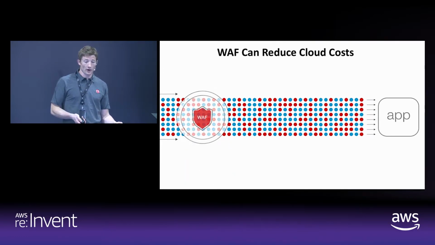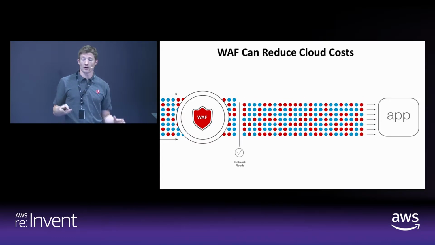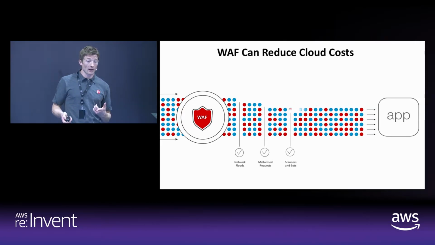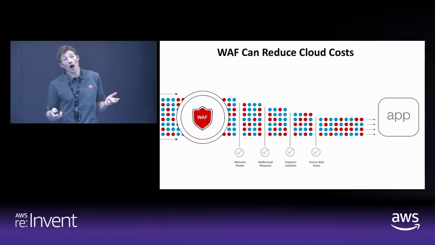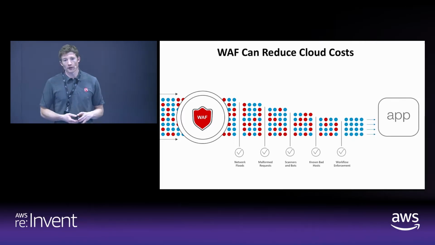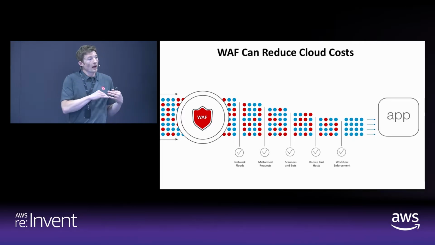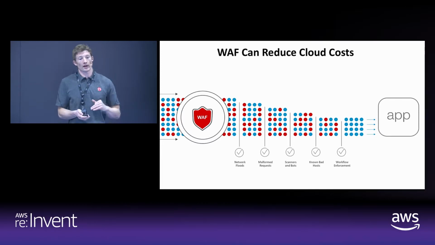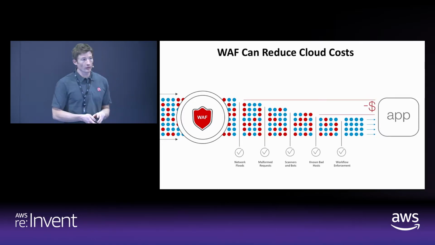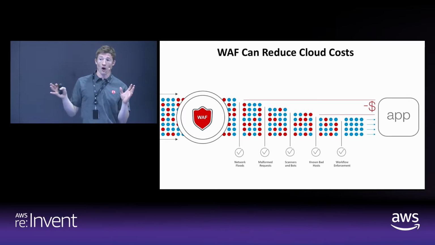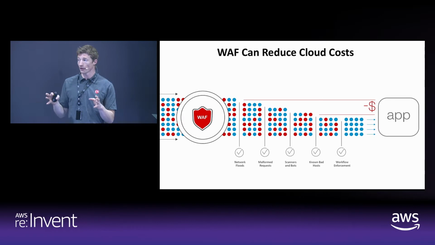Ultimately, WAF can help us start filtering some of that stuff out. We can strip out things like network floods and denial of service attacks. We can strip out malformed requests. We can filter out scanners and bots. We can remove known bad hosts and not talk to them. And we can start doing fun things with workflow enforcement if we know how a human customer should be navigating our site. We can start whittling that traffic down. And ultimately, what we see here is this delta. Originally, we were paying for an app that could handle all of these things in addition to our regular customers.